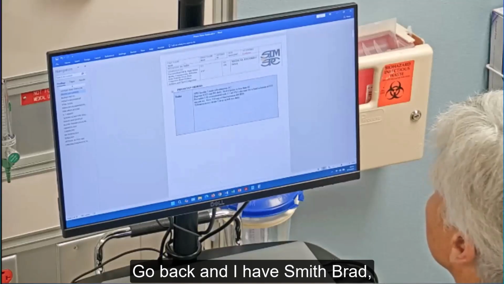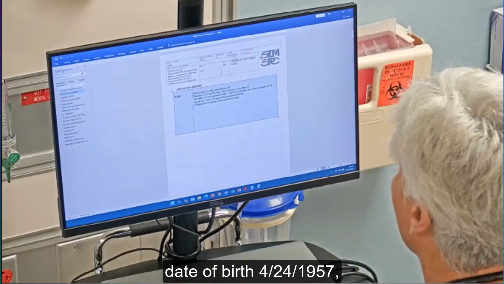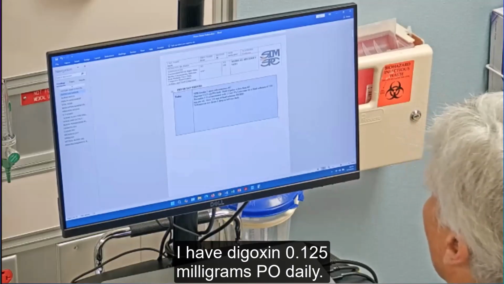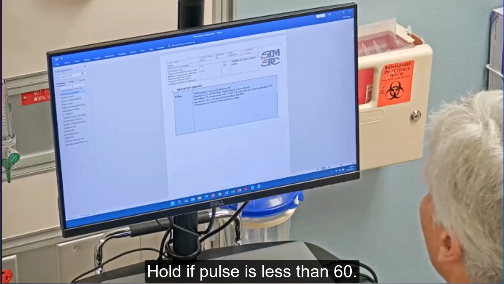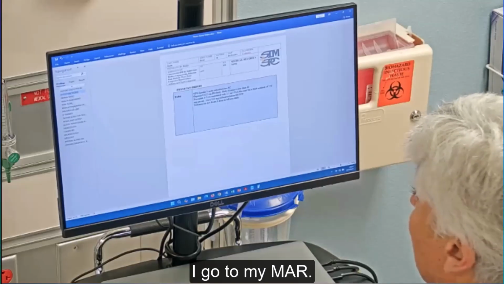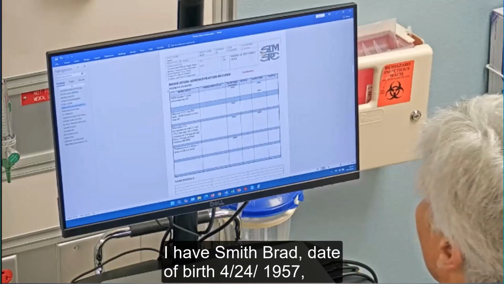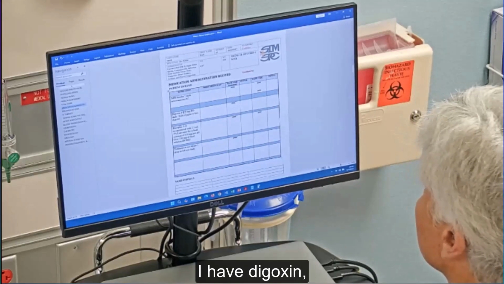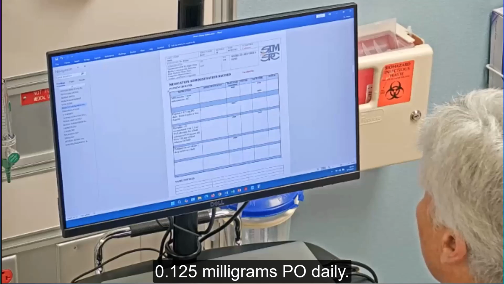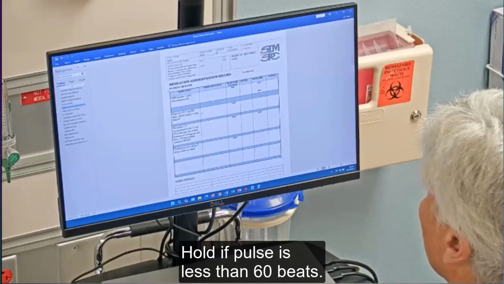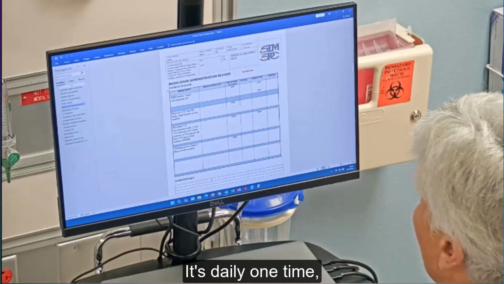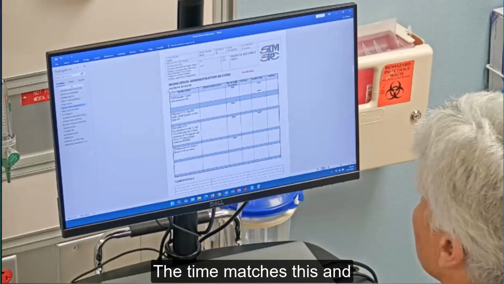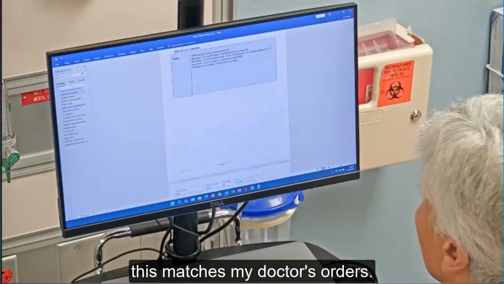Go back, and I have Smith, Brad, date of birth 4/24/1957. I have digoxin 0.125 milligrams PO daily. Hold if pulse is less than 60. And go to my MAR. I have Smith, Brad, date of birth 4/24/1957. I have digoxin 0.125 milligrams PO daily. Hold if pulse is less than 60 beats. It's daily, 1 time, and it's scheduled at 9 o'clock. So that is correct. The time matches this, and this matches my doctor's orders.